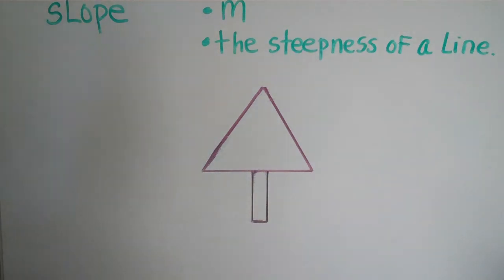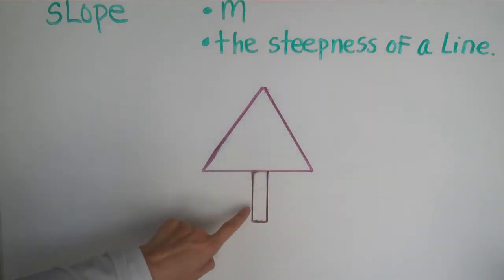Okay, we're going to talk about slope. When you see slope, you will also see the letter M. M is used to represent slope as a word, and also a numerical value of slope is represented by M. You'll see M equals some number. Slope is really the steepness of a line, and I will explain what that means in a second.